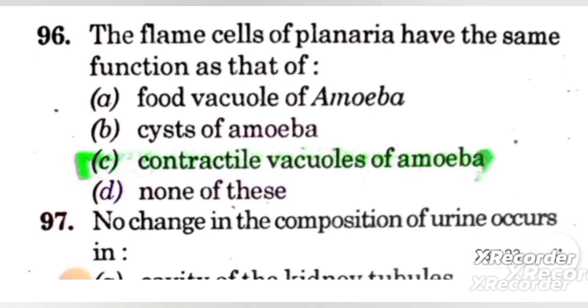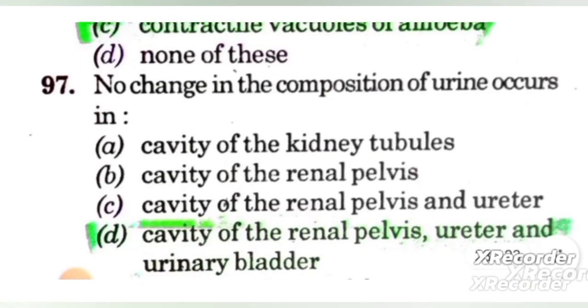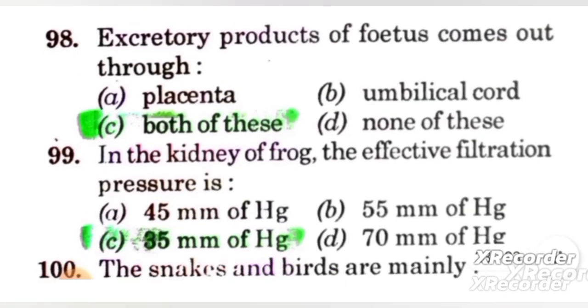Next 96. The flame cells of planaria have the same function as that of answer C, Contractile vacuoles of amoeba. Next 97. No change in the composition of urine occurs in answer D, Cavity of the renal pelvis, ureter and urinary bladder. Next 98. Excretory product of fetus comes out through answer C, both of these.